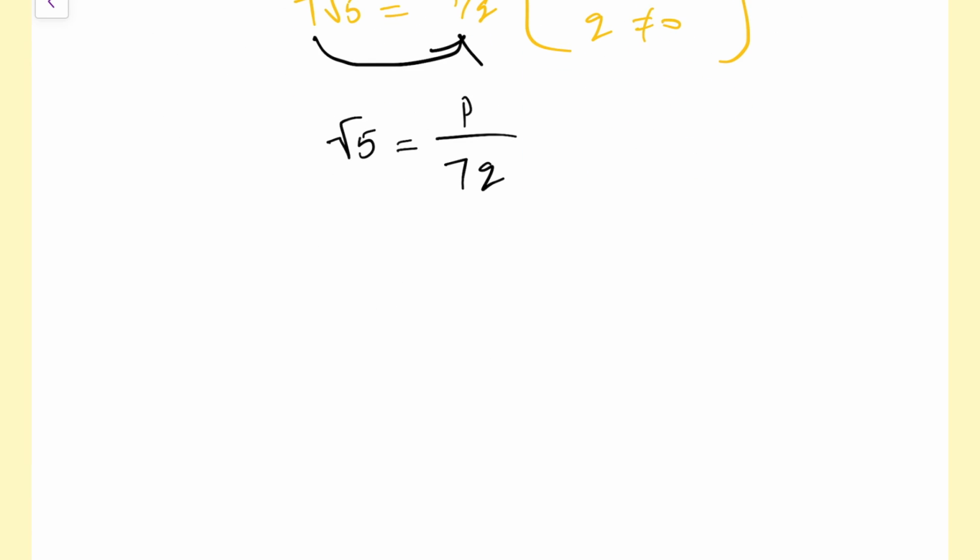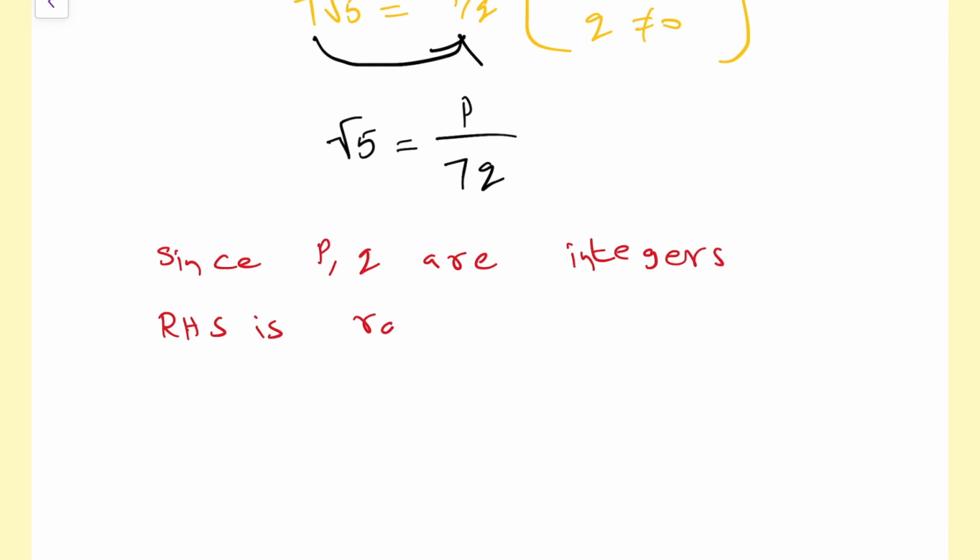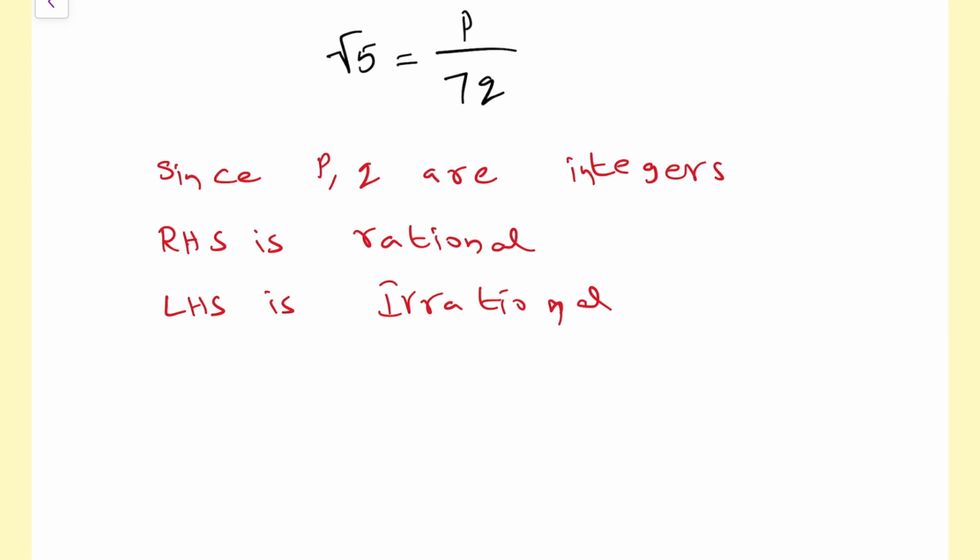Now, since p, q are integers, RHS is rational, LHS is irrational. This contradiction has arisen due to our wrong assumption. So 7 root 5 is an irrational number.